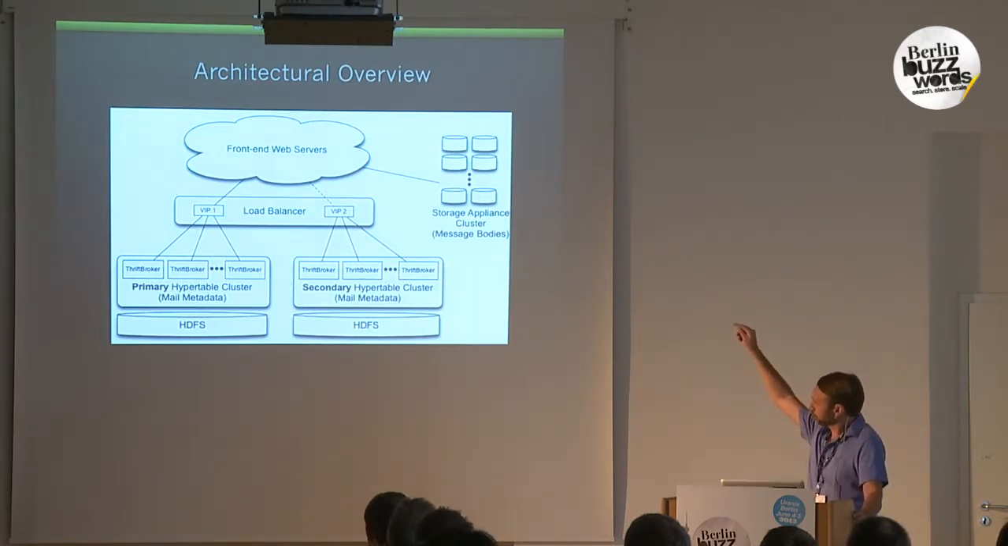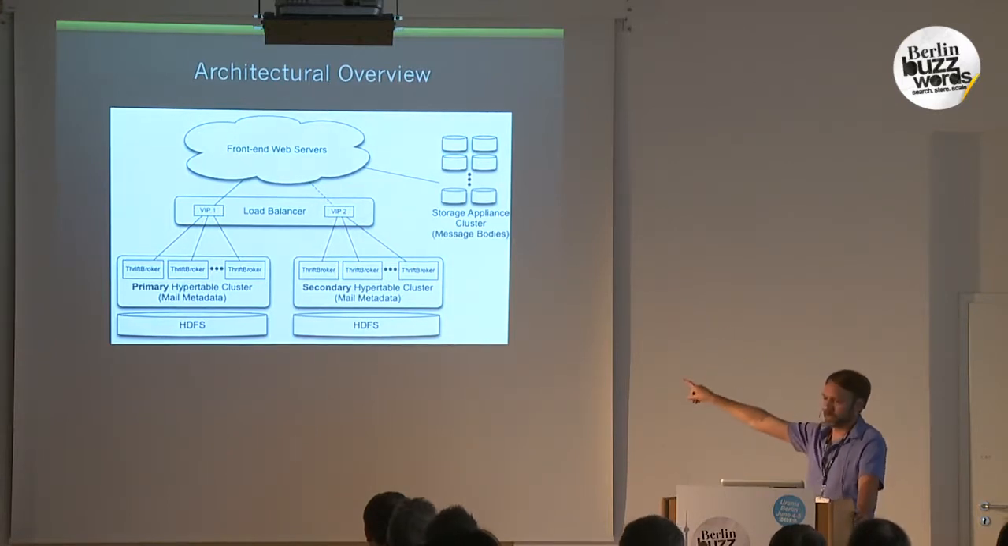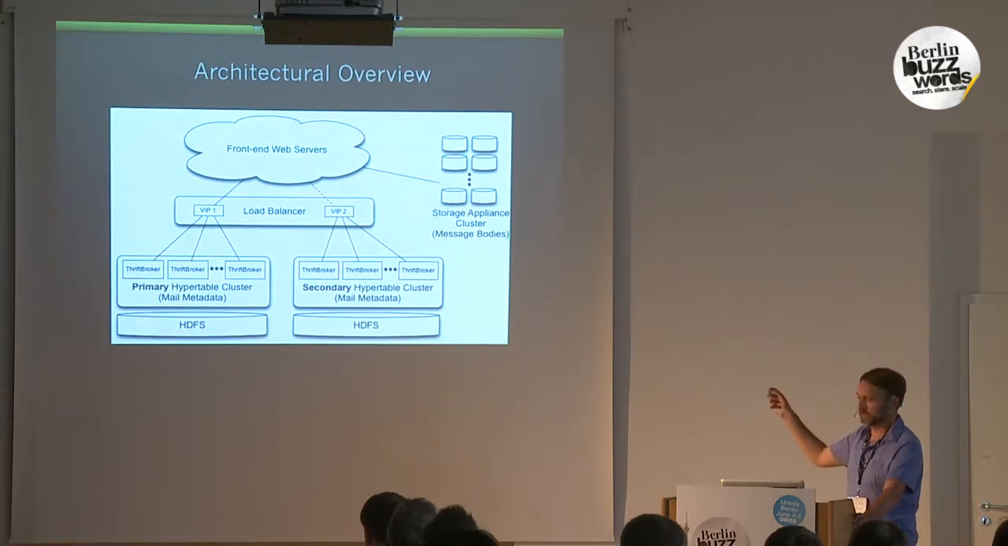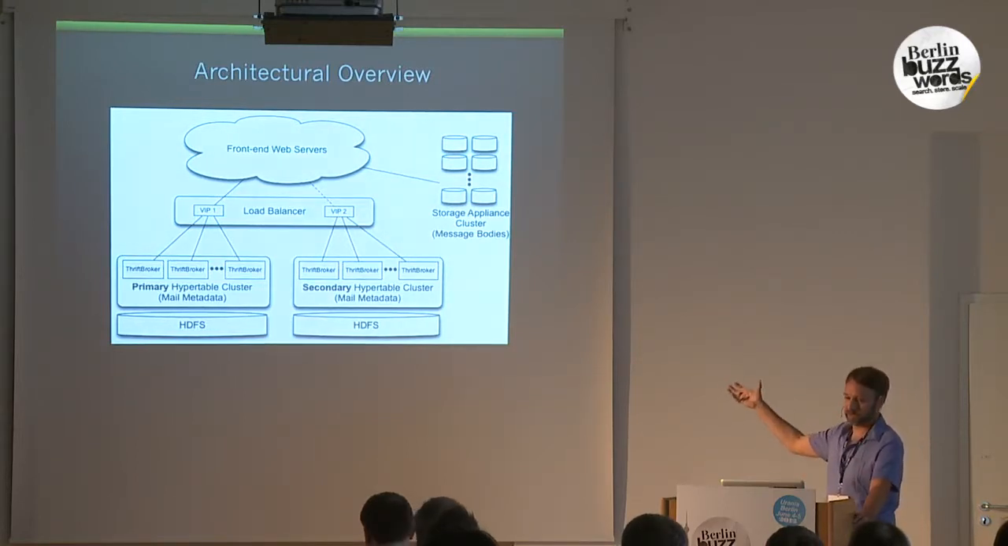And read requests typically go to the primary cluster, and then if they're doing maintenance on the primary cluster, it'll fail over to the secondary cluster. Or if they need more capacity, they will send requests to both clusters.